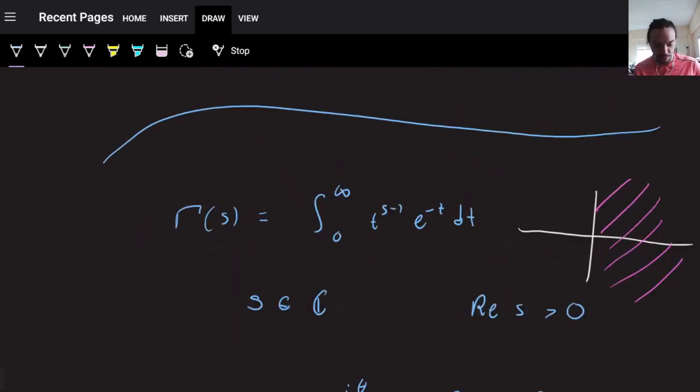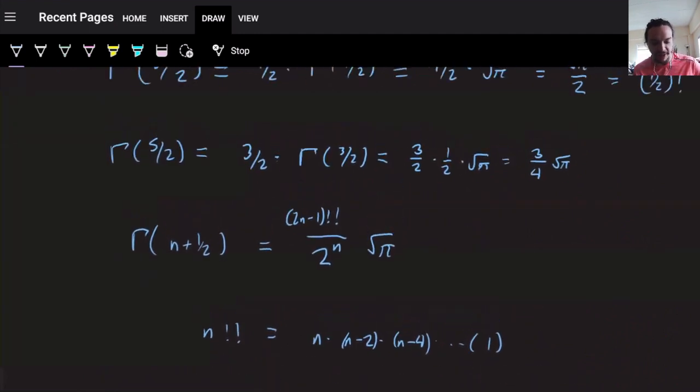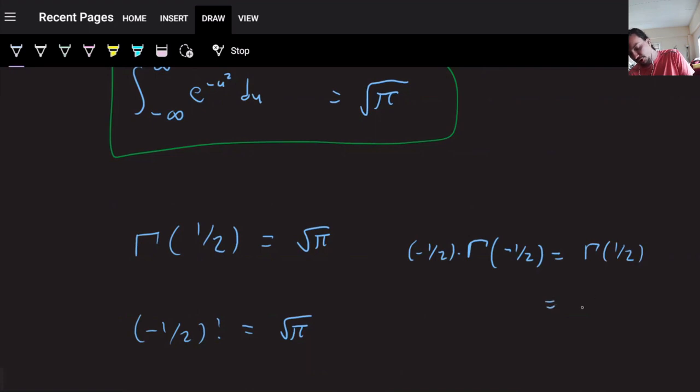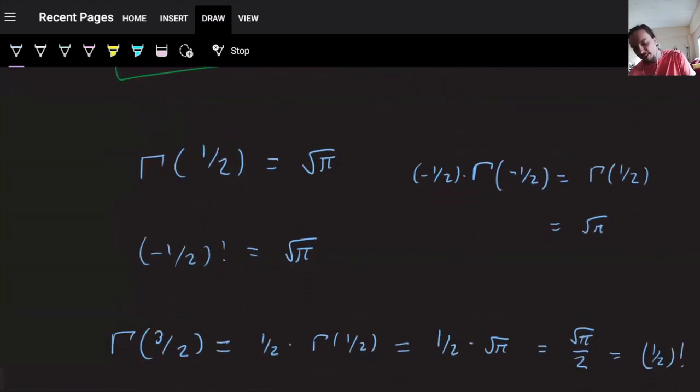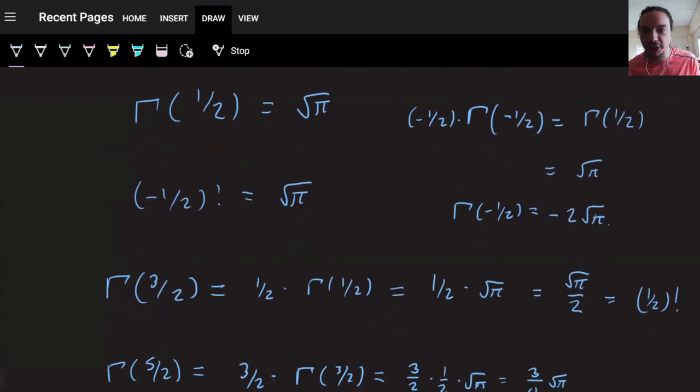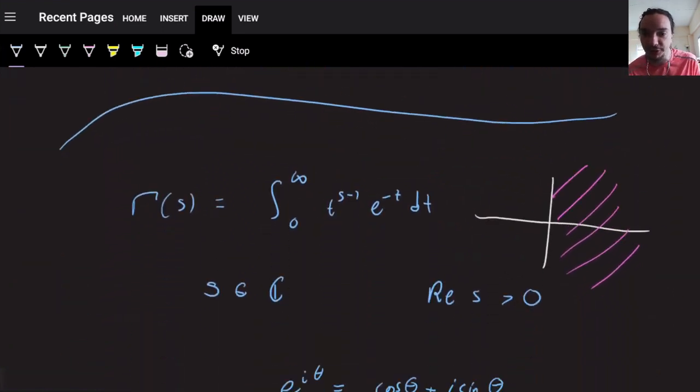For example, we ended up finding that gamma at 1/2 was equal to square root of pi. So if we wanted to find gamma at minus 1/2, well, we know from our formula that minus 1/2 times gamma of minus 1/2 is equal to gamma of 1/2. But that's just equal to square root of pi. So then we just multiply that by minus 2. We get gamma of minus 1/2 is equal to minus 2 square root of pi. Okay, cool. So we've shown that the gamma function can actually be defined for some negative numbers.